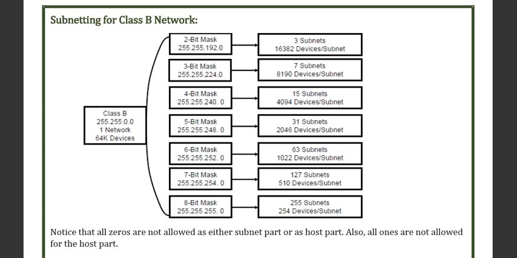And moving on, finally we can have, in the 8-bit mask, 255 subnets and each subnet contains 254 devices. That means the more you subnet your network, the more devices you can connect.